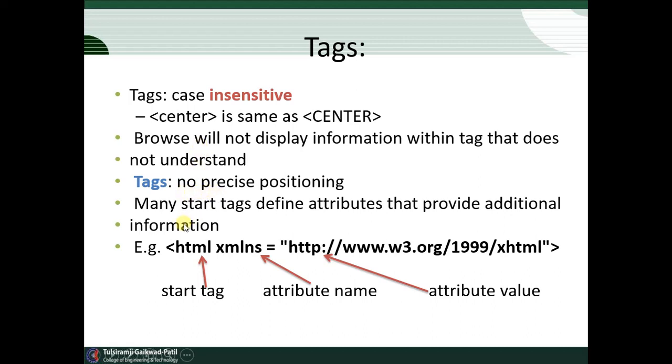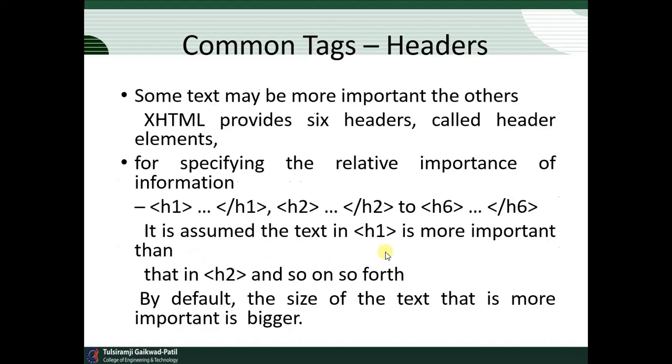Now here we can observe one example. It is called a start tag. Here xmlns is an attribute name, and what is stored is called the attribute value. xmlns is an attribute and it contains the value. That means any tag consists of the start tag, attribute name and its value. That is very important. Now the common tags we can find.